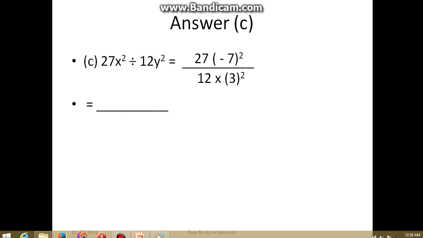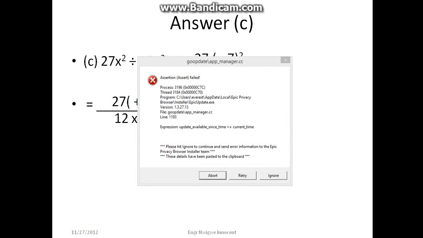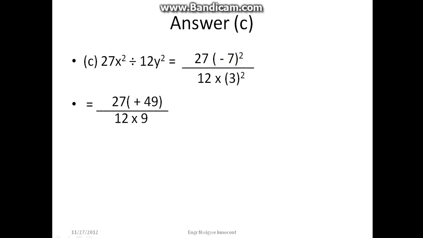Minus 7 times minus 7 becomes plus 49. 12 times 3 will become 12 times 9. 9 will divide 27 to give us 3. 3 will cancel 12 to give us 4. We will now be left with 49 over 4. Therefore, what will the answer become? 12 whole number 1 over 4 or 12.25.